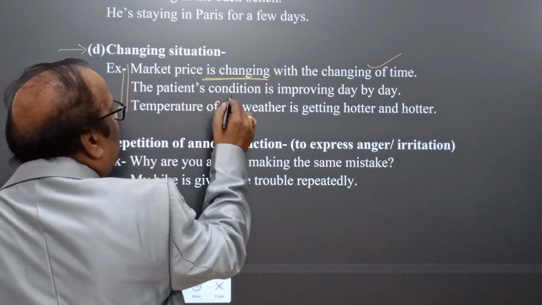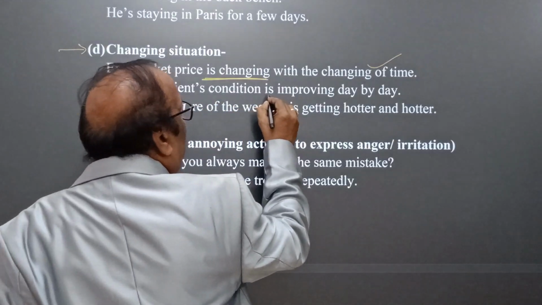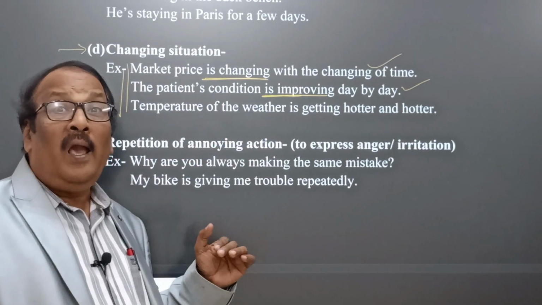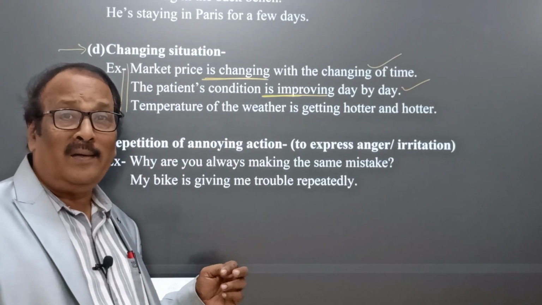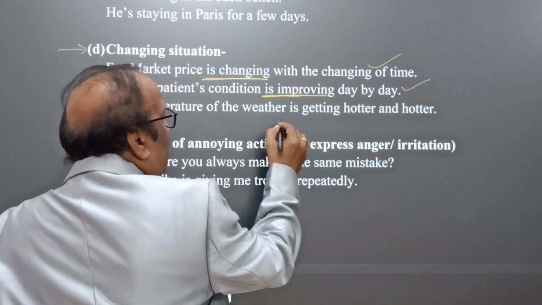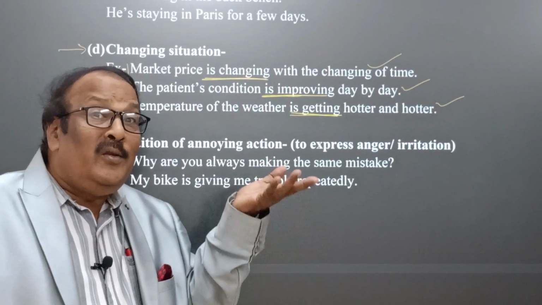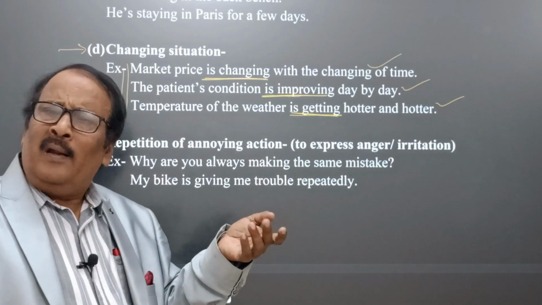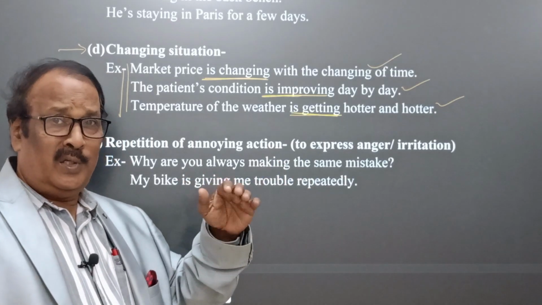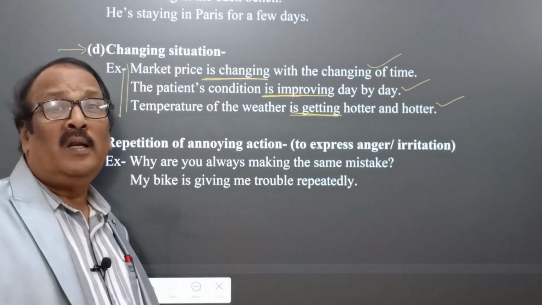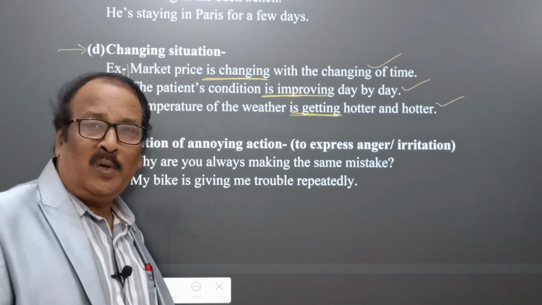The patient's condition is improving day by day. Here we find the changing health condition of the patient. Next, temperature of weather is getting hotter and hotter. A child is growing day by day. Naturally, this is the changing situation. All the actions based on changing situation, we use present progressive.